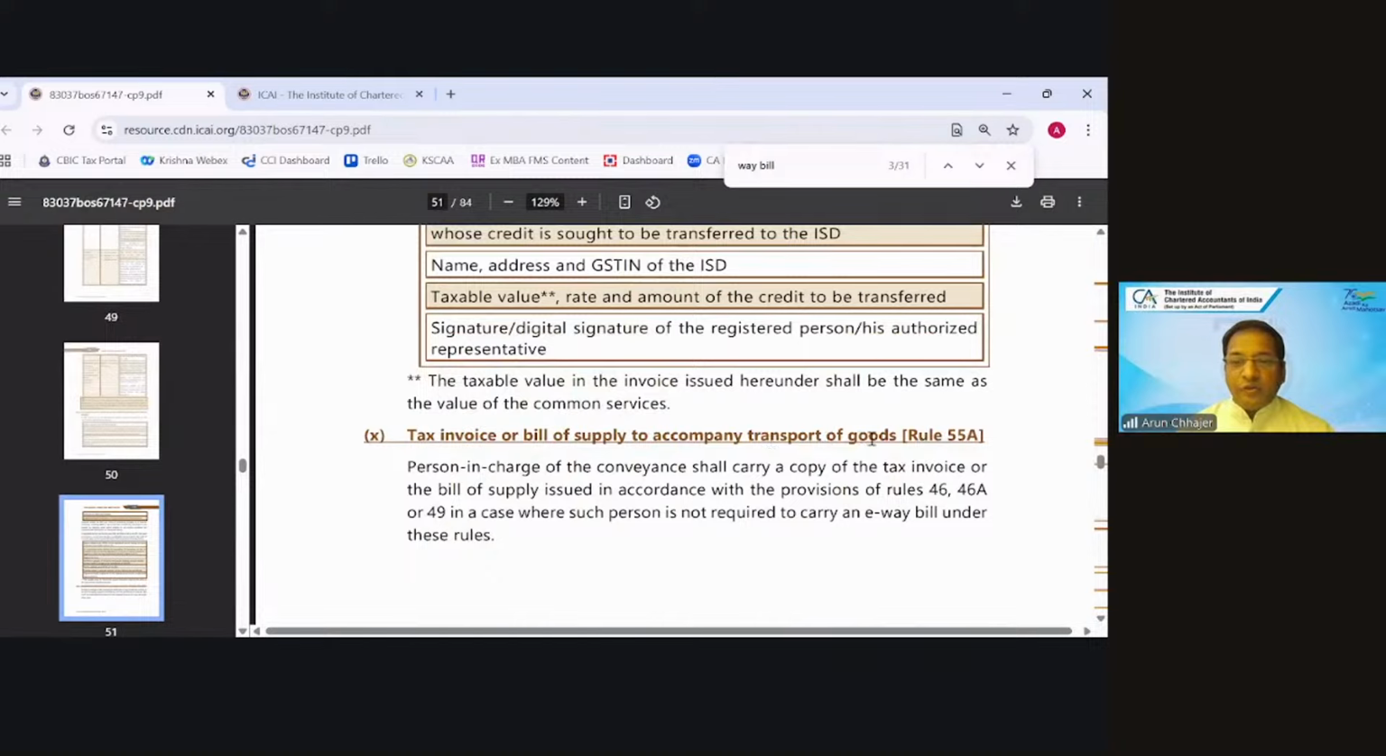And if the supplier is engaged in the transportation of goods, then Rule 55A says that the person in charge, meaning the driver of the conveyance, shall carry a copy of the tax invoice or bill of supply in accordance with Rule 46, 46A or 49, in case the person is not required to carry the e-way bill under these rules. If there is any relaxation and you are not required to carry the e-way bill, then in that case it becomes mandatory.